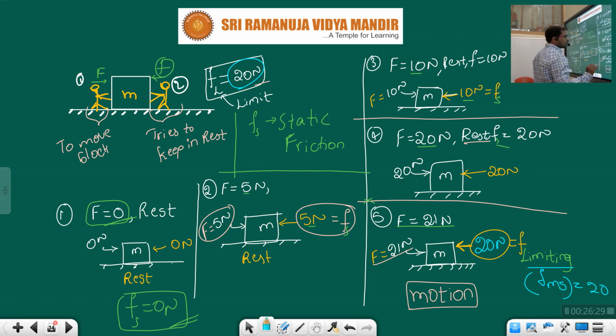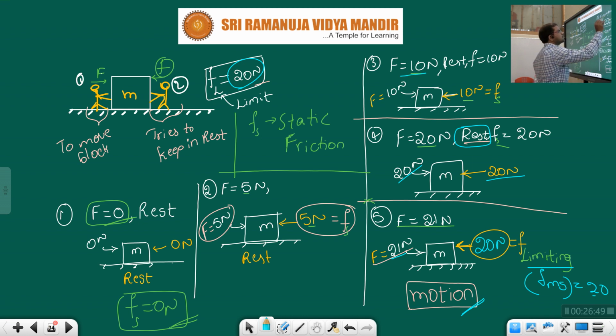We took here 20. When applied force is greater than maximum static friction, what happened, children? Here the block came into motion. Okay, when applied force is equal to static friction, see children, both are equal, 20-20, still the block remains in rest condition.